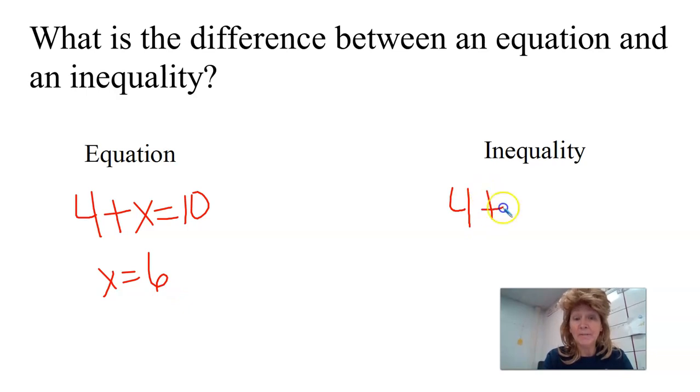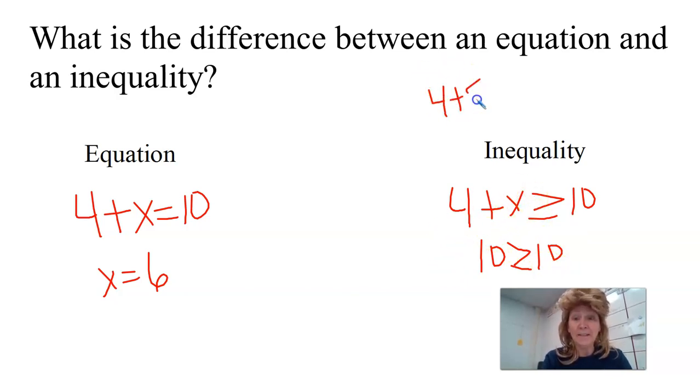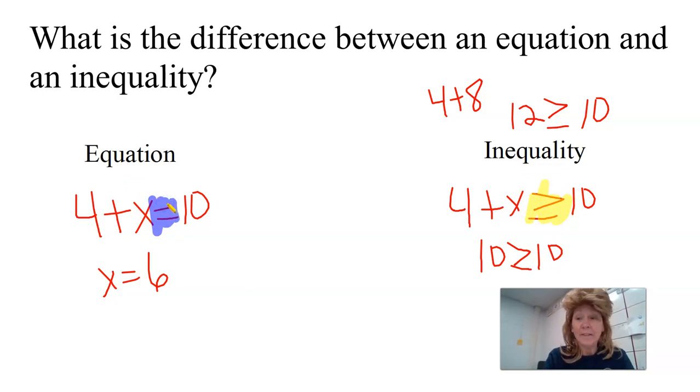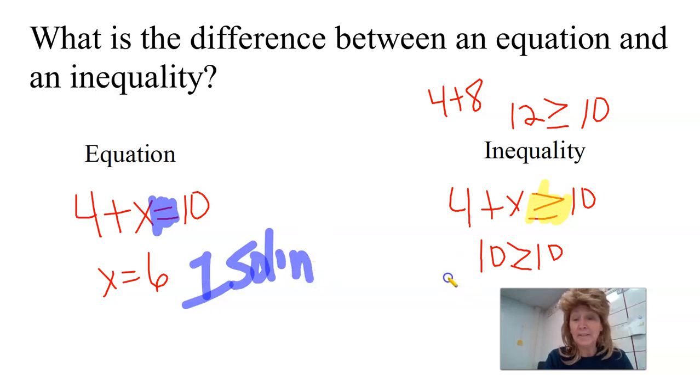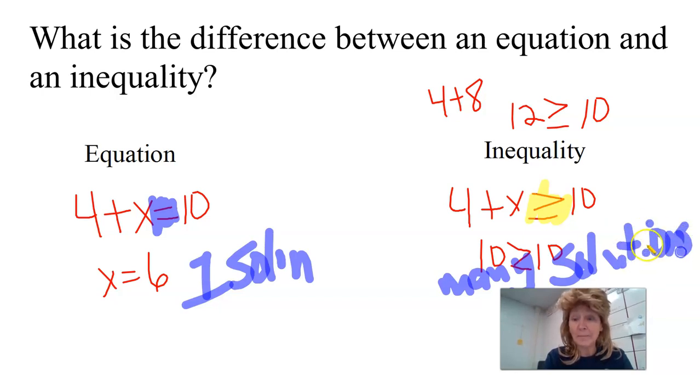But what if I do this? 4 plus x is greater than or equal to 10. Well, 6 says 10 is greater than or equal to 10. But then I could pick numbers like 7 or 8, right? Because 4 plus 8 is 12, and 12 is greater than or equal to 10. So now I've got a whole bunch of numbers that can make it true. So the big difference is this: this has an inequality sign, and this has an equal sign. This has exactly one solution, and this most likely has many solutions, which is why we start graphing them on a number line.